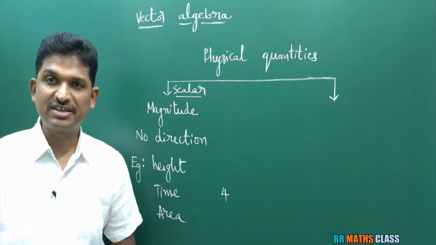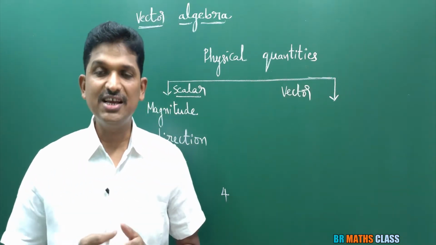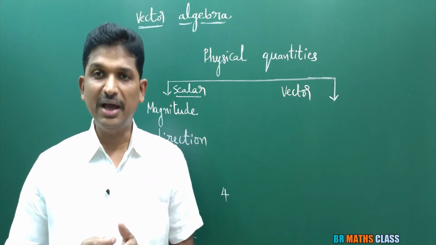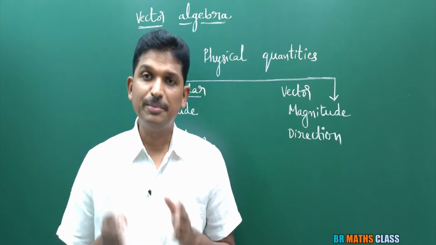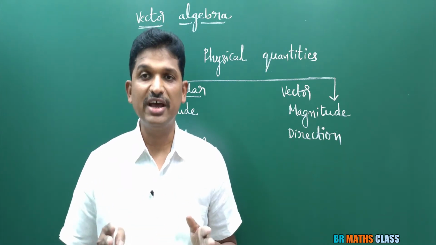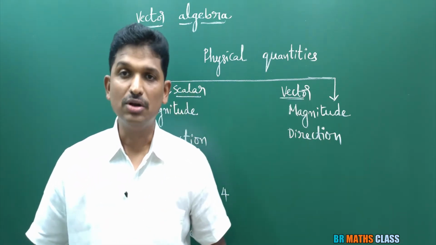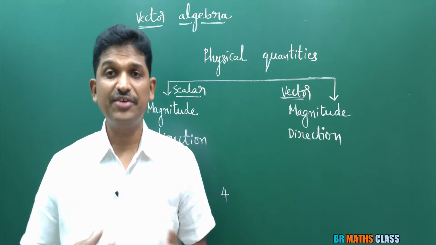So, you learned about scalar. What is vector? A physical quantity which is having both magnitude as well as direction. A physical quantity which is having both magnitude and direction is known as vector. For example, force. Force is a vector quantity.